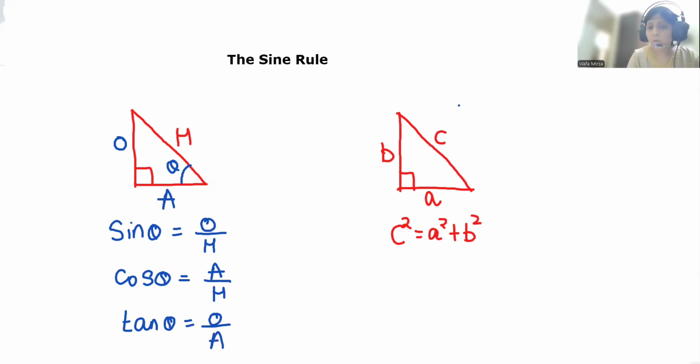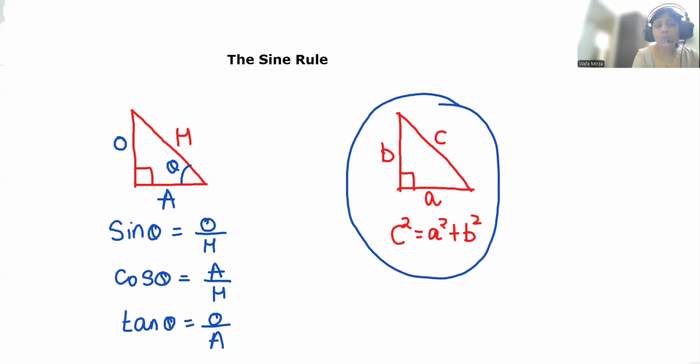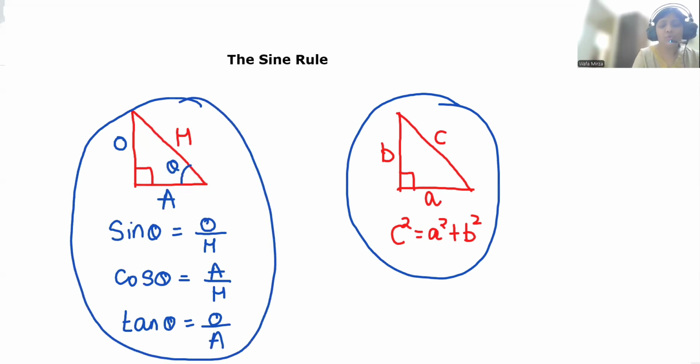So whether we talk about Pythagoras theorem or trigonometric ratios, in both the things, the triangle is a right angle triangle, right? You can apply this rule only if the triangle is a right angle triangle. But if the triangle is not a right angle triangle, then you can use sine rule and cosine rule to find the unknown side or unknown angle of a triangle.